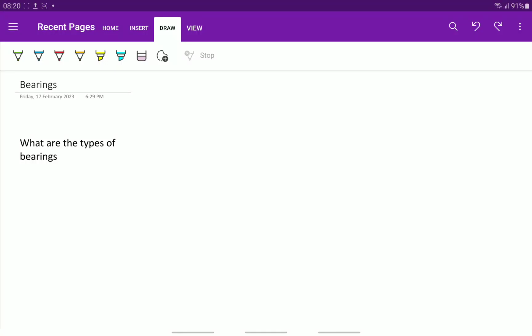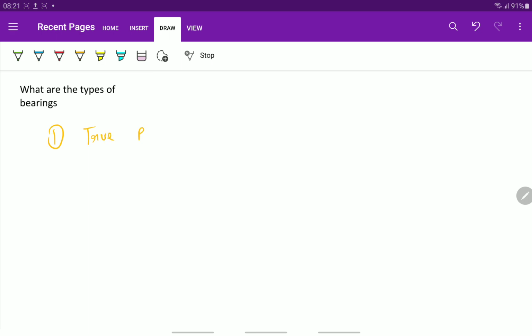So in this video, we're going to be looking at what bearings are. So let's jump straight into the video, right? What are the types of bearings? So there are two types of bearings. One, true bearing, and two, compass bearing.